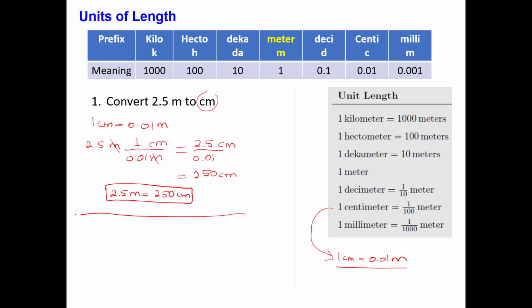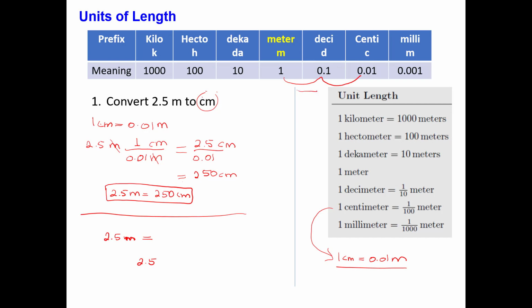Now, let's see if we use the table we had. The units we had are in meters, and we need to convert this into centimeters. Then we had 2 meters, but we need to convert this into centimeters. Then let's see what happens. Meters, right? Now we need to move to centimeters. How many decimal places do we need to move? We need to move 1, 2.